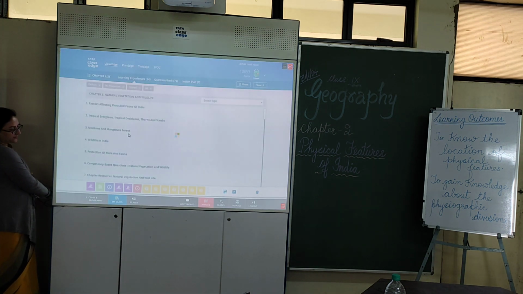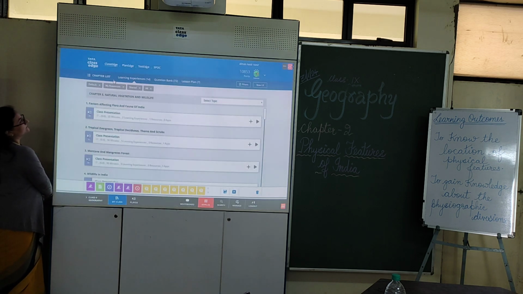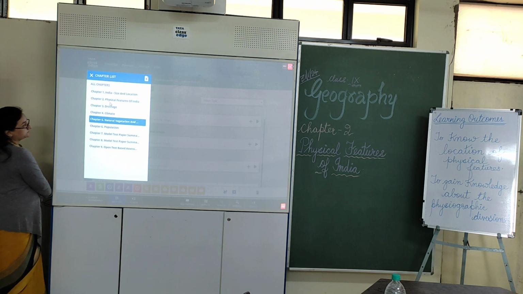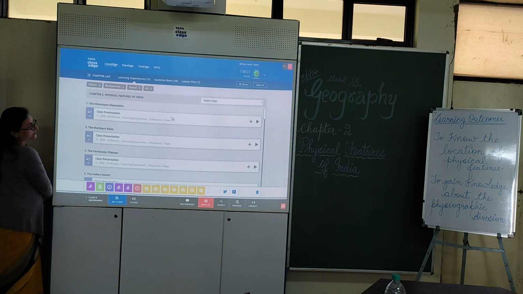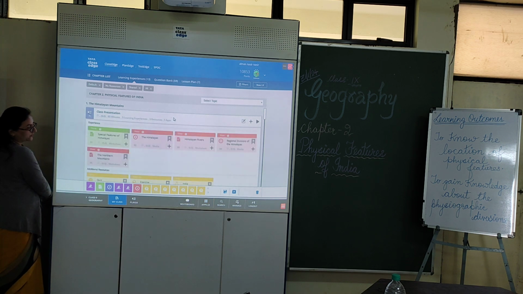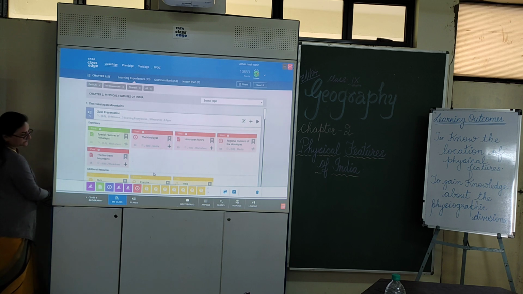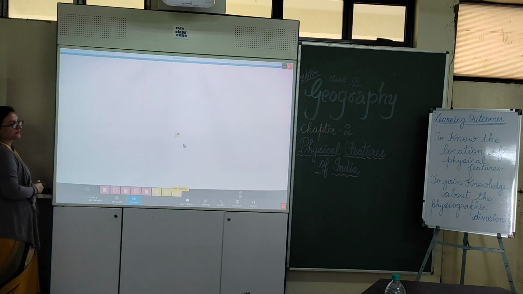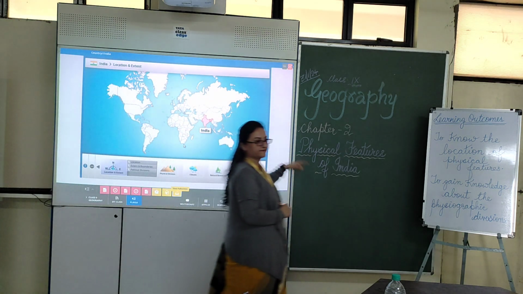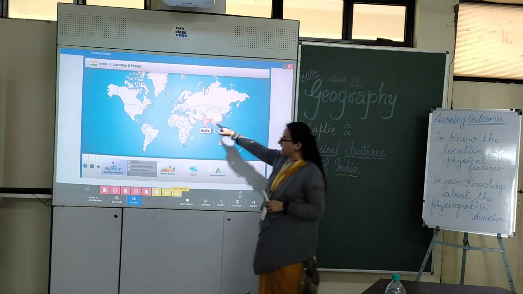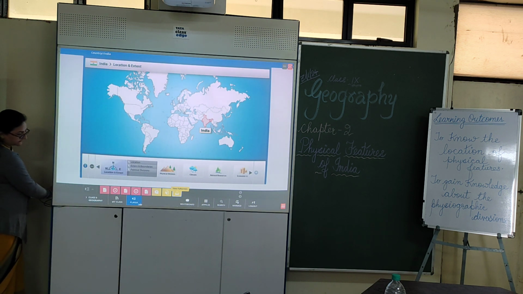Now all of you have to first of all see the location of India. In this chapter we are doing the physical features of India. So let us first see the location of India in the world map. Can you see the location of India in the world map? Yes, ma'am. Where is India located? Okay. Now let us understand the physical features of India one by one.